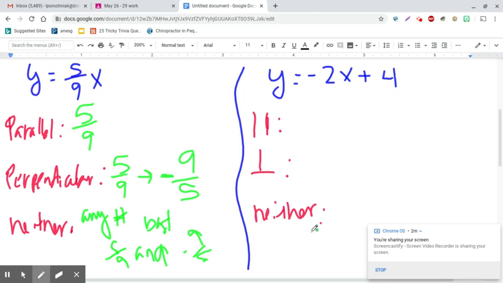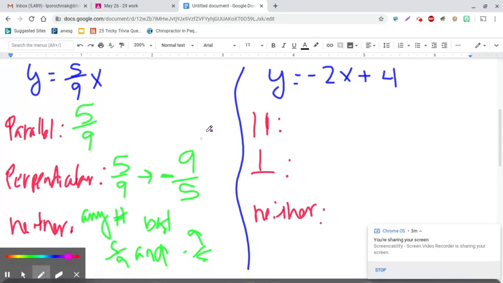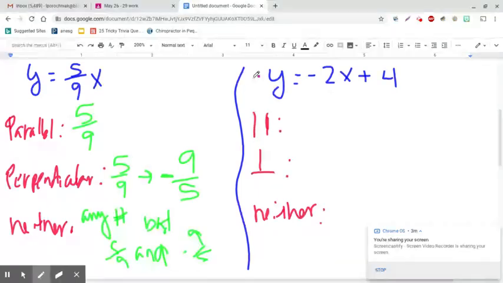All right, guys, next one. Now we're going to do this over here. So we want parallel. So y equals negative 2x plus 4. Parallel lines have the same slope. So let's look at our slope. Our slope is what comes before our x, which is a negative 2. Therefore, a parallel line would have to have a slope of negative 2.